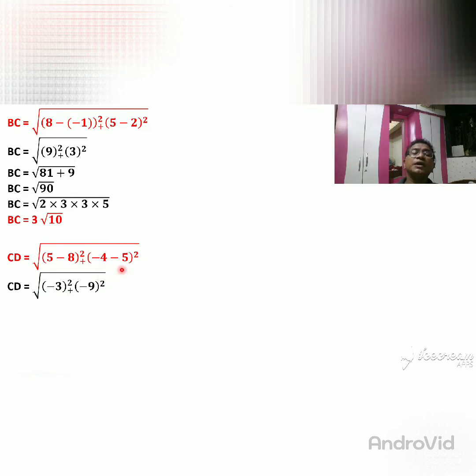4 is negative, 5 is negative, the signs are the same, so we can do addition. 4 plus 5 is 9, so minus 9. So 3 squared is 9. Minus 9 squared is 81. 9 plus 81, you are getting 90.